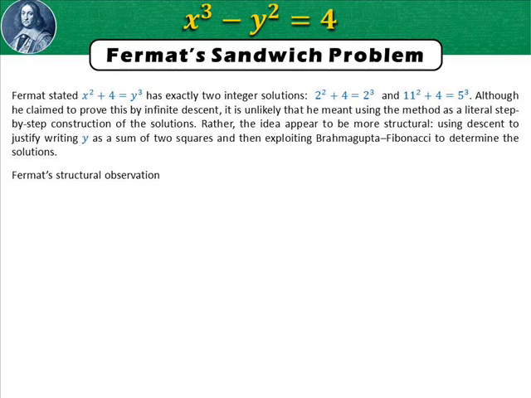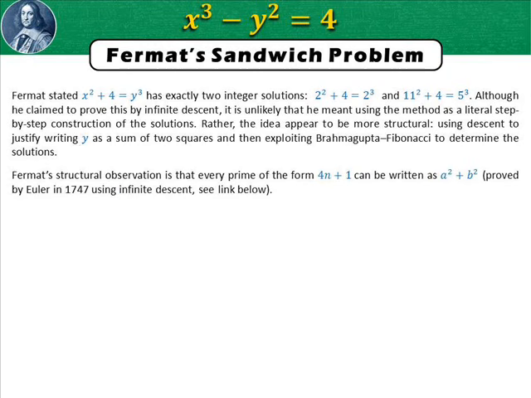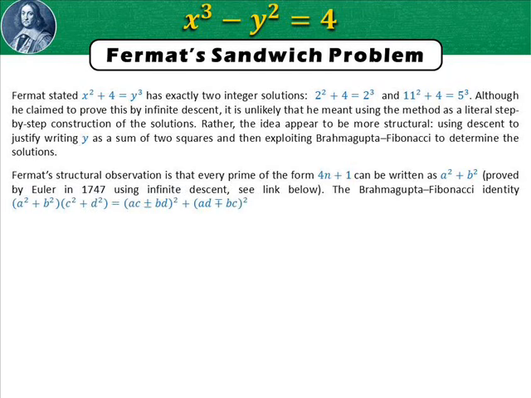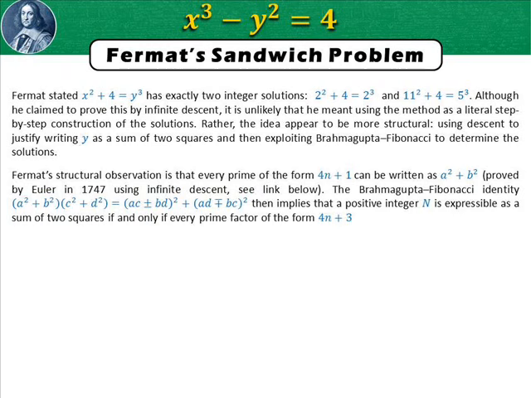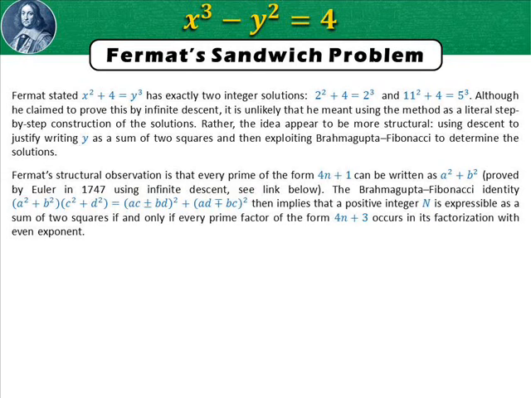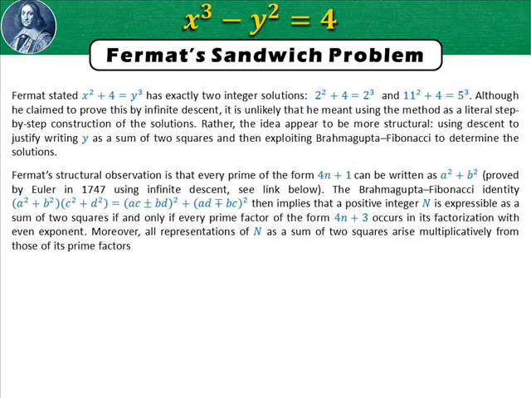Fermat's structural observation is that every prime of the form 4n plus 1 can be written as a sum of two squares, proved by Euler in 1747 using infinite descent. The Brahmagupta-Fibonacci identity then implies that a positive integer n is expressible as a sum of two squares if and only if every prime factor of the form 4n plus 3 occurs in its factorization with even exponent. Moreover, all representations of n as a sum of two squares arise multiplicatively from those of its prime factors via the identity.